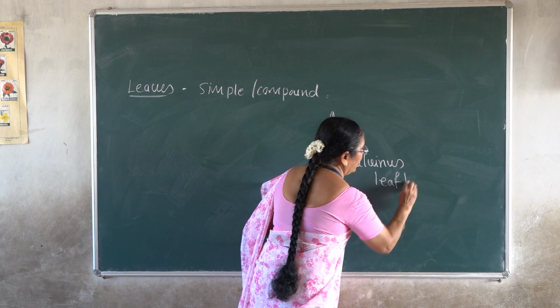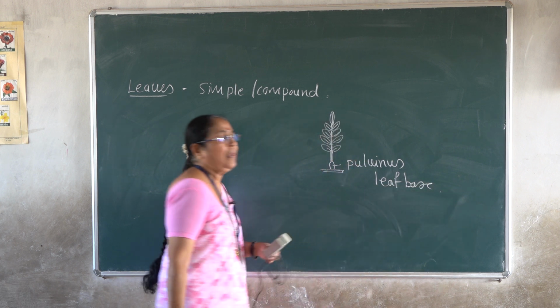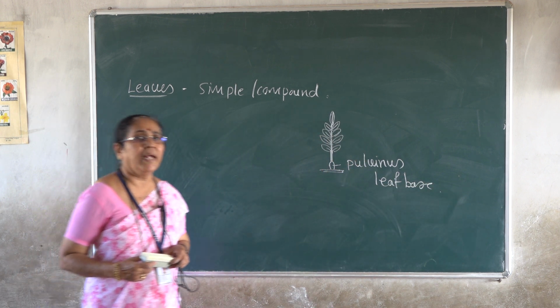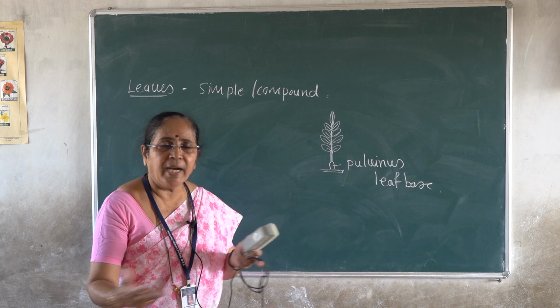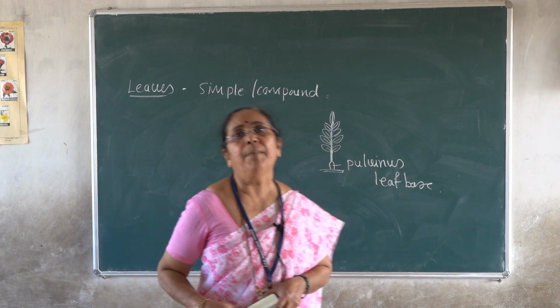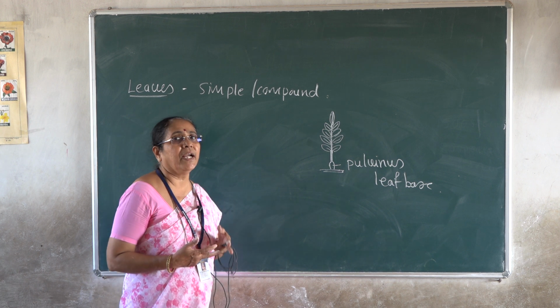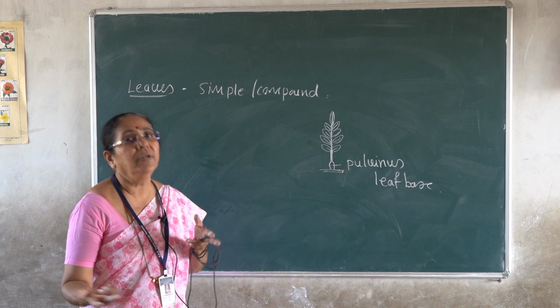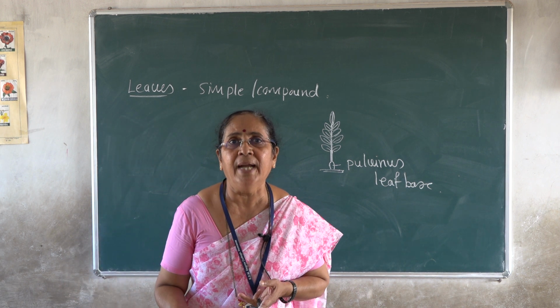It's called as pulvinous leaf base. Okay. So the leaves are either simple or they are compound. If they are simple, forget about it, it's simple. If it is compound, you have to check whether it is unipinnately compound or bipinnately compound and so on, whether it is palmately compound or pinnately compound.